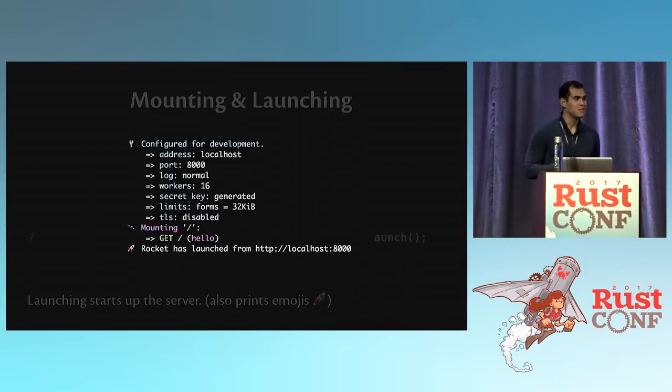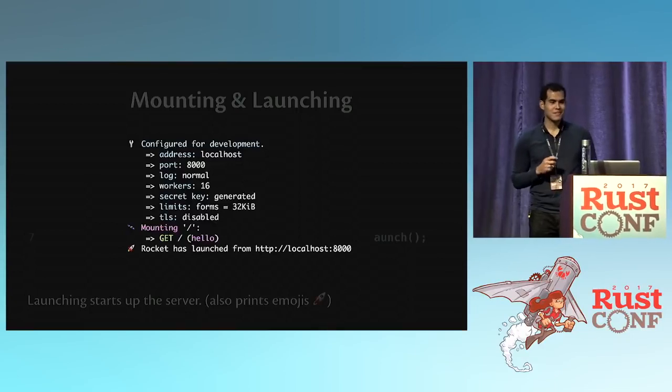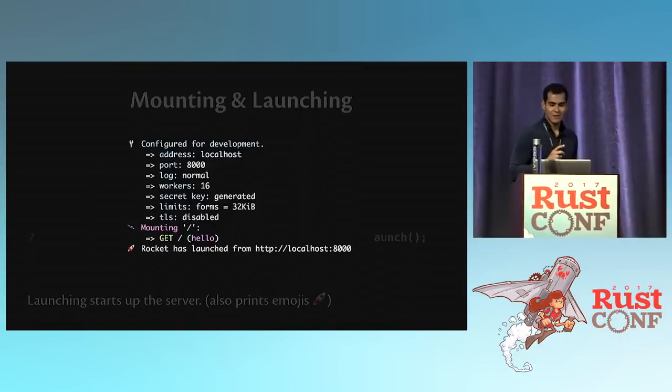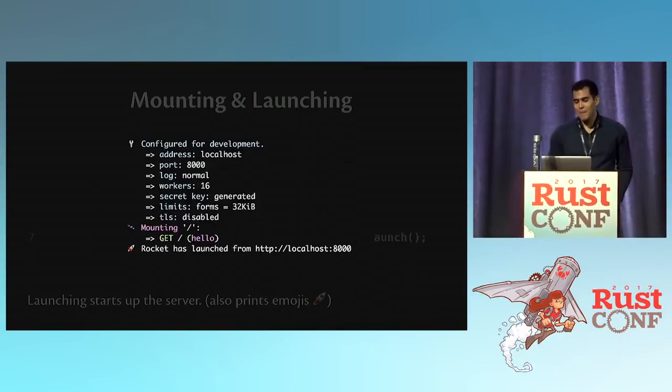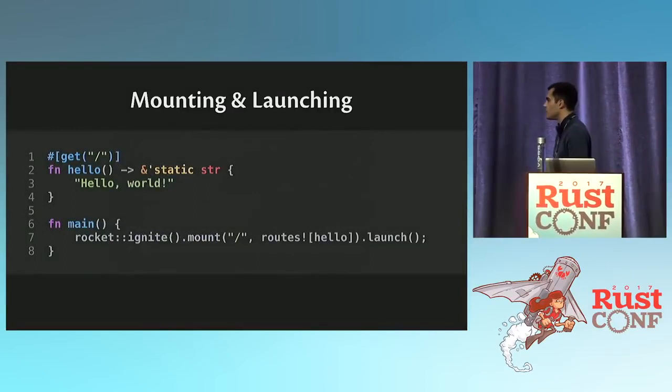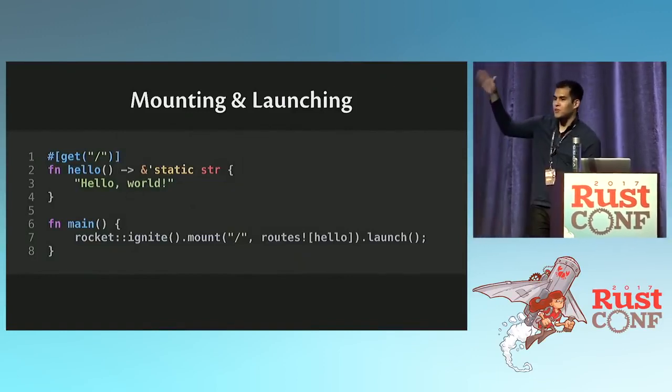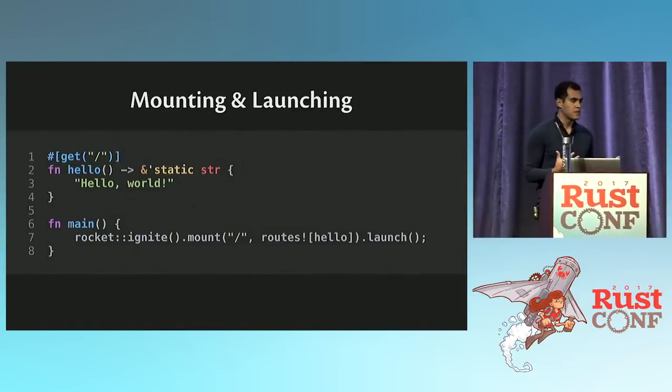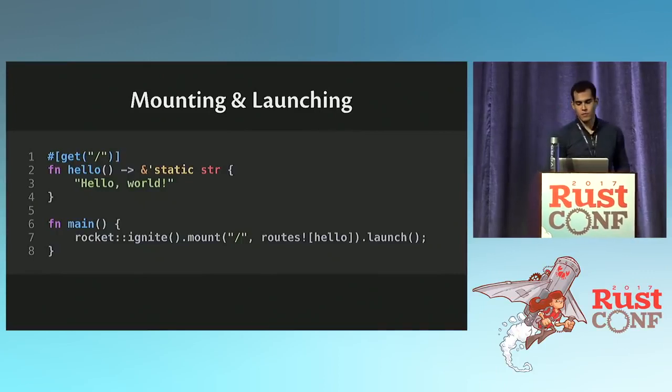So be careful if you choose to put emojis in your applications. You also can't get rid of them, which is great. You can try. They'll come back. All right. Mounting and launching. Great, so that's what our full application looks like. Pretty simple. This is really all you write. Obviously, you need to extern and create Rocket and things of that nature, but this is really the entire application.